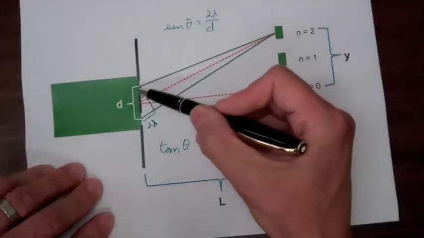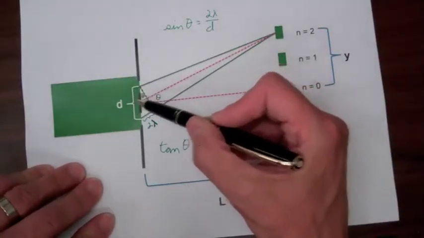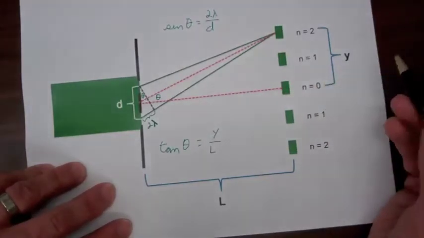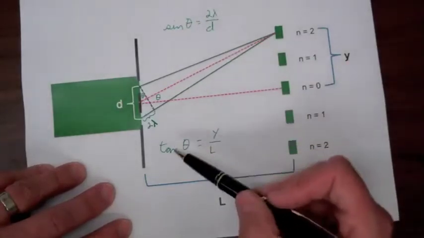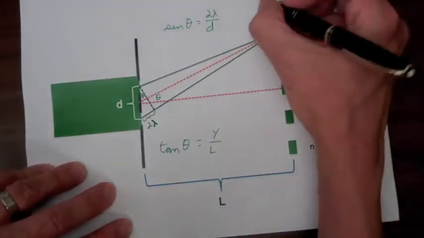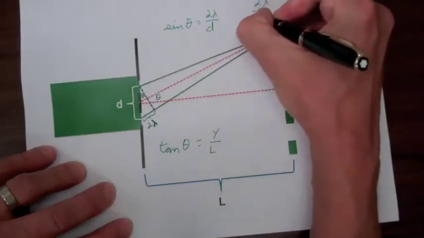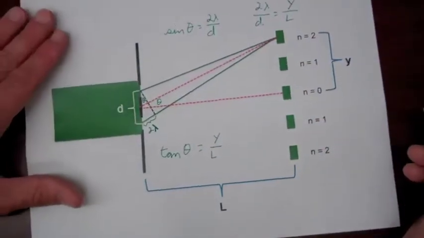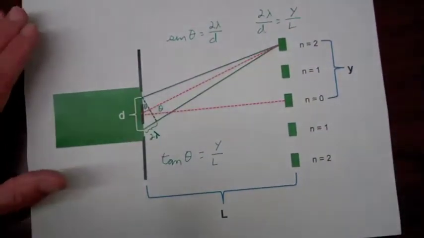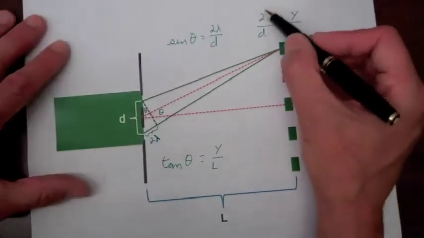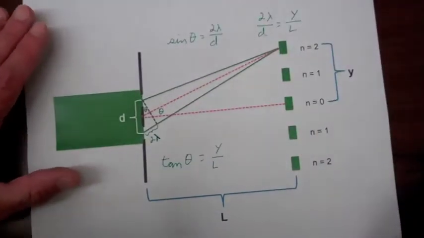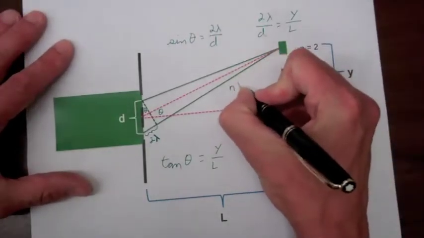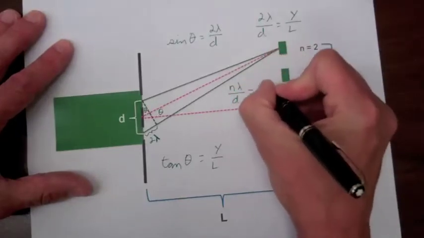Now, since the spacing in our slits is less than 1 millimeter and our distance to the screen is going to be several meters, theta is going to be small. When theta is small, the sine of theta is approximately equal to the tangent of theta. So 2 lambda over d is going to equal y over L. And if we were looking at the nth interference fringe instead of the second, this 2 would just be an n. So the equation that we come up with then is that n lambda over d is equal to y over L.